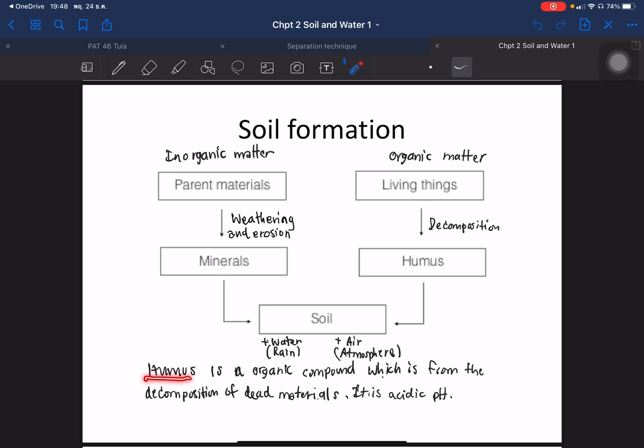The humus here refers to the organic matter or the organic compounds that come from the decomposition of the dead materials, okay, from the other organisms, even plants and animals. And basically, it can produce acidic conditions. So sometimes we use the term humic acid.